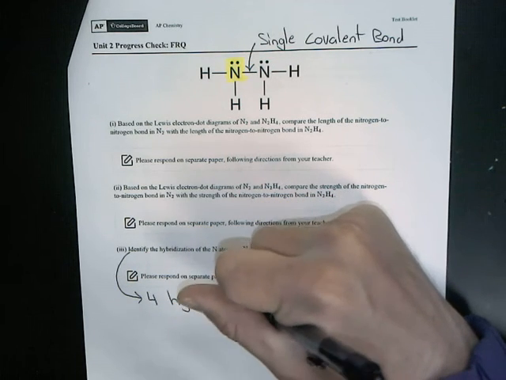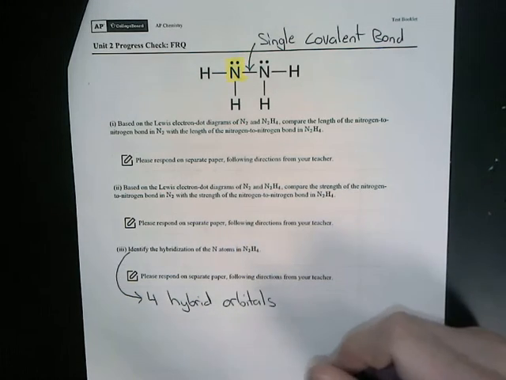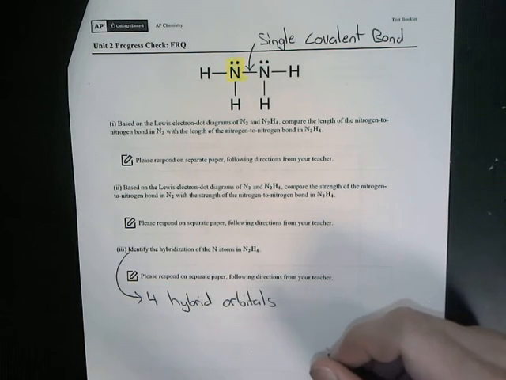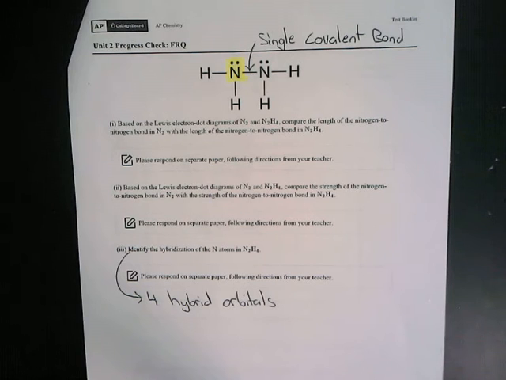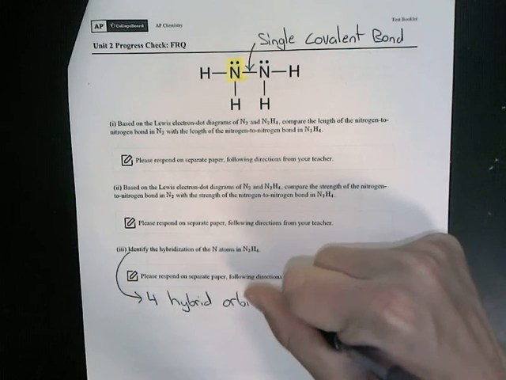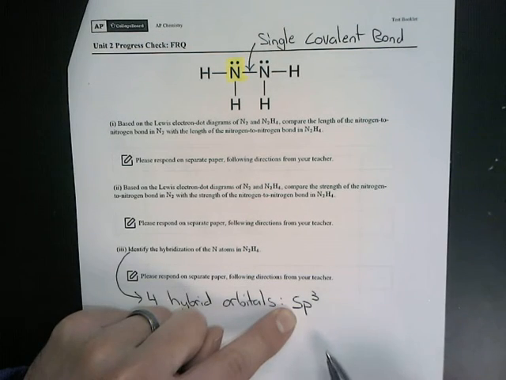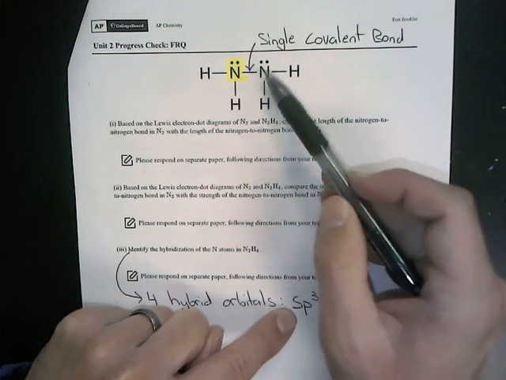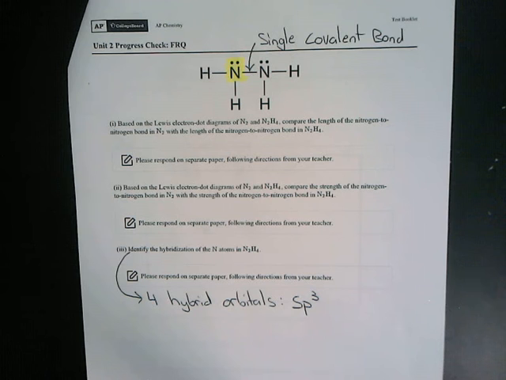Well, remember, with 4 hybrid orbitals, the hybridization here that we would get for nitrogen in N2H4 would be sp3. What that tells us is it uses 1 s orbital and 3 p orbitals. Now, that would be the same for this nitrogen because they're identical in what is bonded to them. Again, it is the number of bonded plus non-bonded pairs to get to your hybrid orbitals that you need.